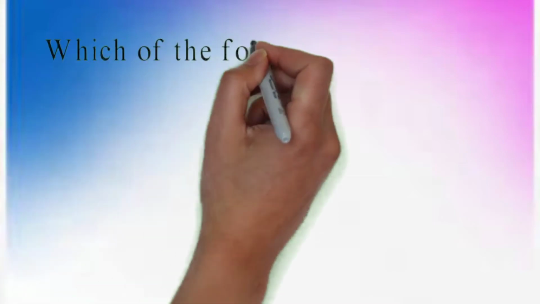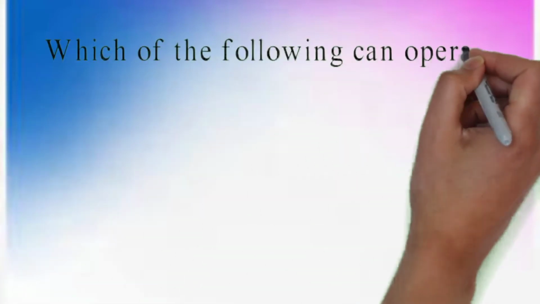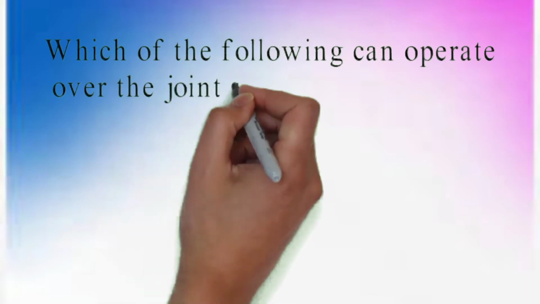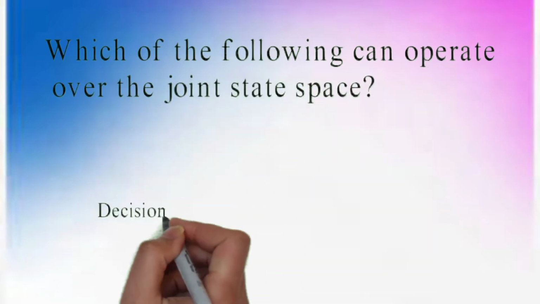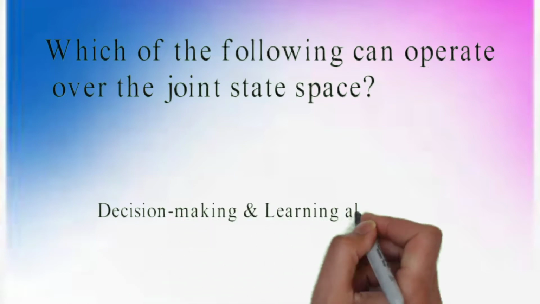Lecture number 3, Artificial Intelligence. Which of the following can operate over joint state space? The answer is decision making and learning algorithm.